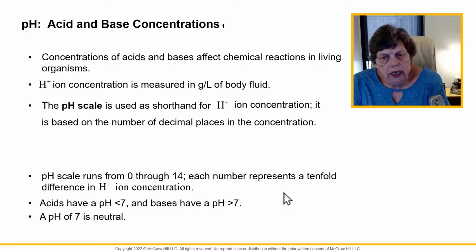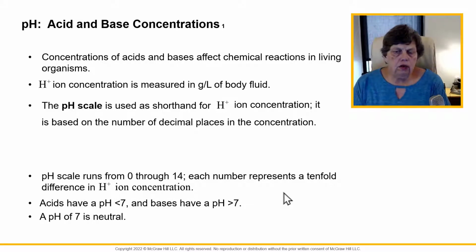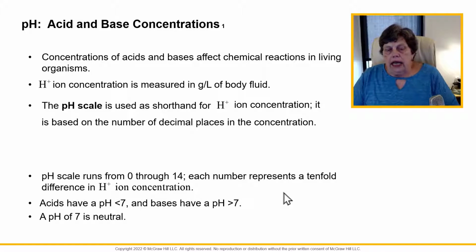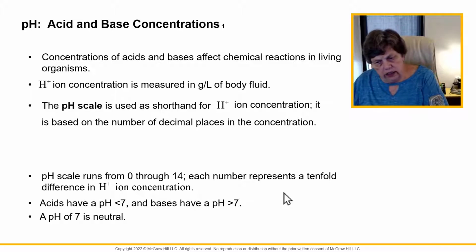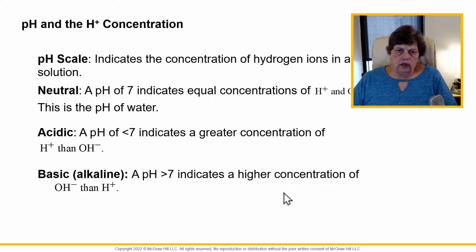So when we look at pH, the pH scale is shorthand for the hydrogen ion concentration. The scale runs from 0 to 14. Most people are familiar with the pH scale in terms of that. Anything below 7 is an acid, 7 is neutral. Anything that is above 7 is an alkali or a base. You can use either term, but it tells us what it is.